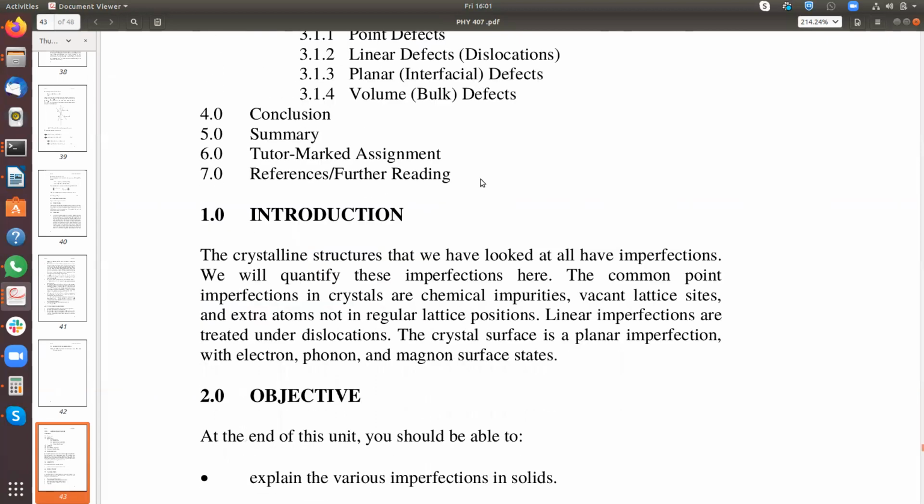So we say the crystalline structures that we have looked at have imperfections. The common point imperfections in crystals are chemical impurities, vacant lattice sites, and extra atoms not in regular lattice position. We have linear imperfections, which are treated under dislocations. The crystal surface is a planar imperfection with electron, phonon, and magnon surface states.